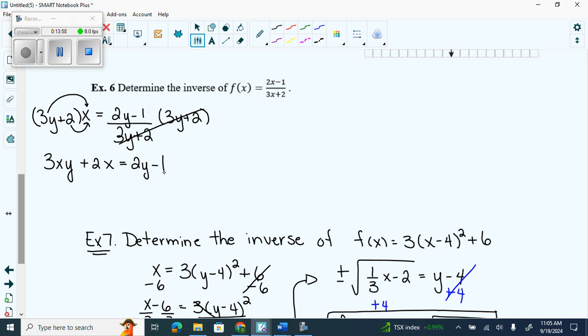Then you want to get every term that has a y to one side, and every term that doesn't have a y to the other side. Okay? So I'm going to subtract the 2x over to this side because it doesn't have a y. And then I'm going to subtract the 2y over to this side because it does have a y. So I'm left with 3xy minus 2y equals negative 1 minus 2x.